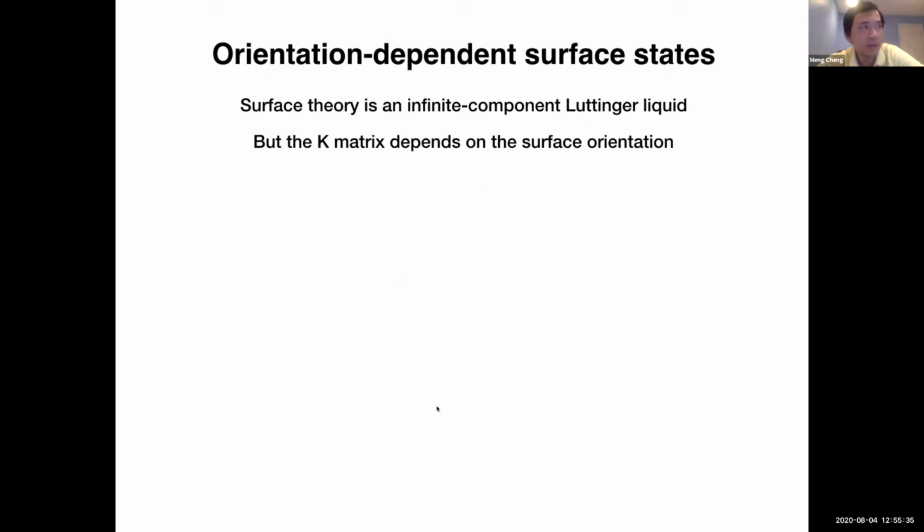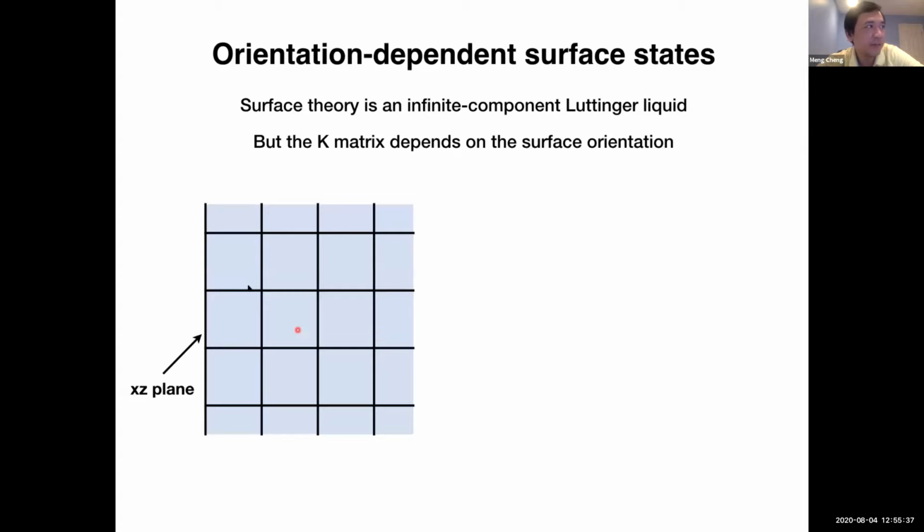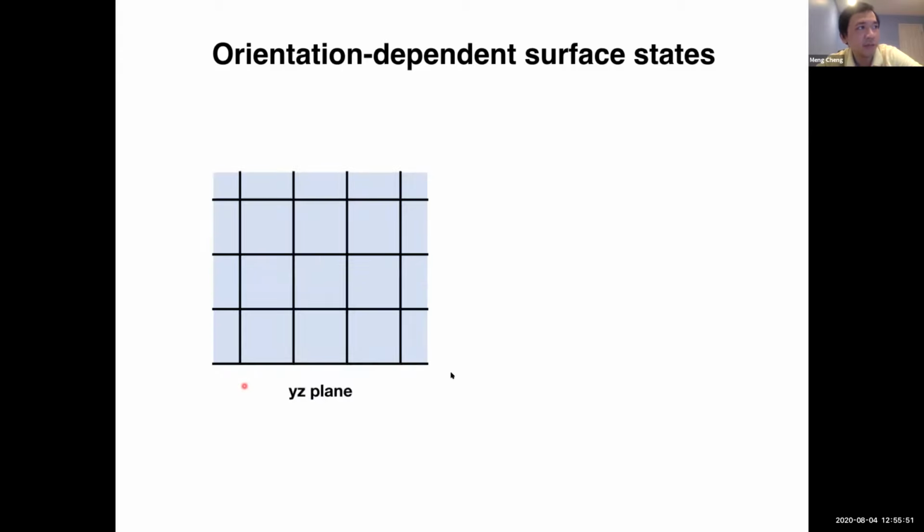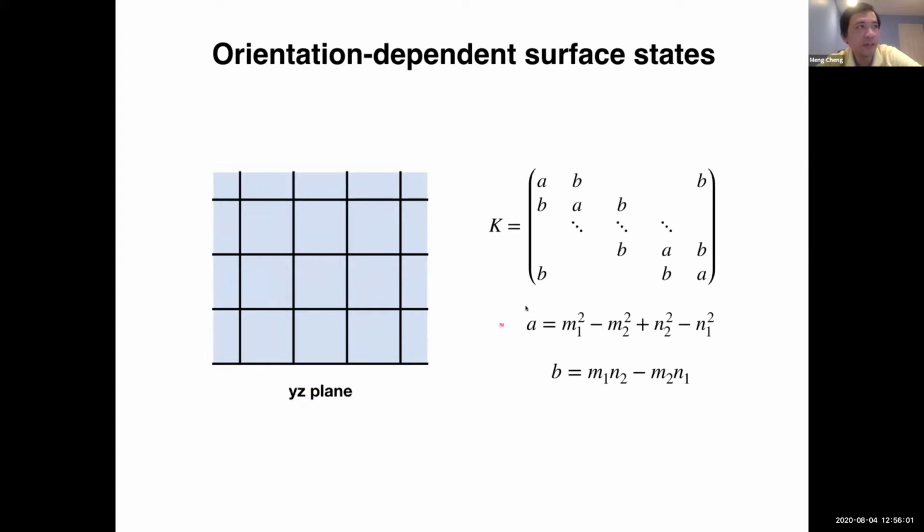In this model that I just defined, again you'll find that you have an infinite component Luttinger liquid on different surfaces. For example, on the XZ surface, you get this K matrix. You can calculate what these entries are. But if you take a different surface, say the YZ plane, one finds a very different K matrix. Well, it's similar looking, but the entries are actually different.